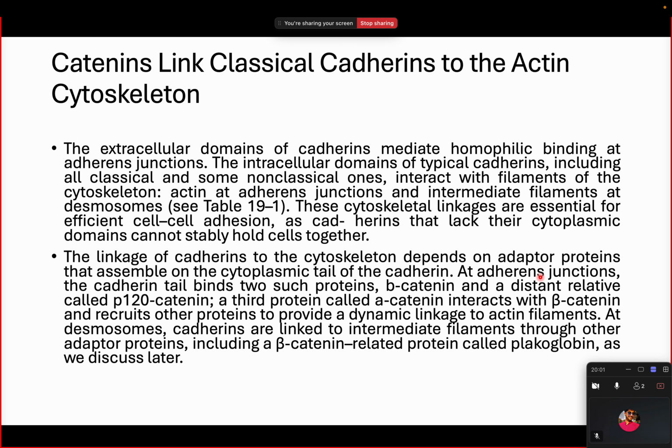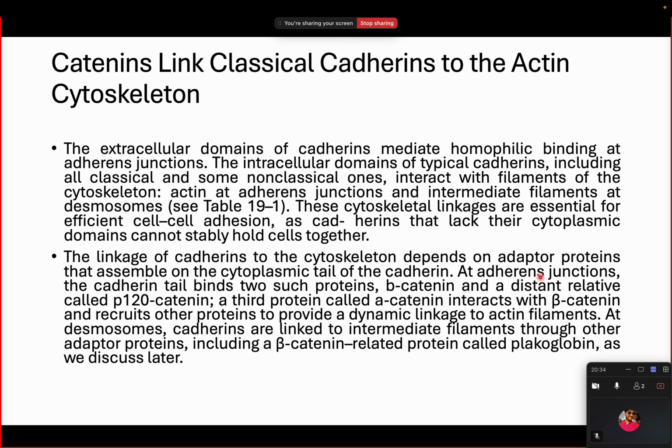Now, catenins link classical cadherins to the actin cytoskeleton. What it means, so we'll see. The extracellular domains of cadherins mediate homophilic binding at adherence junctions. We just saw that, right? The intracellular domains of typical cadherins, including all classical and some non-classical ones, interact with filaments of the cytoskeleton: actin at adherence junctions, and intermediate filament at desmosomes.